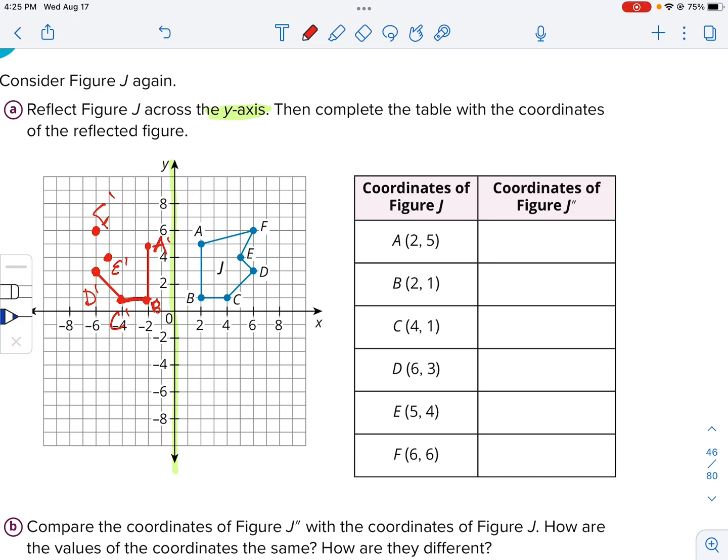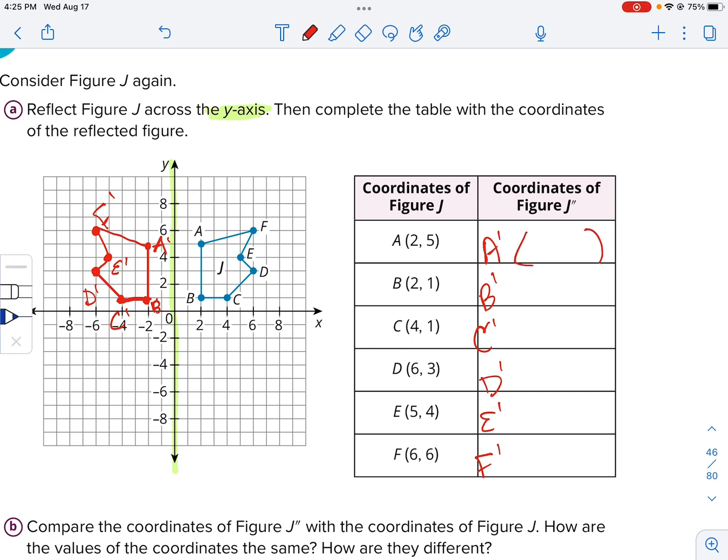Oh, that was bad. Still bad. And so here we did. I went over the y-axis. So I need to write down what the values are for each one of these primes in the image.